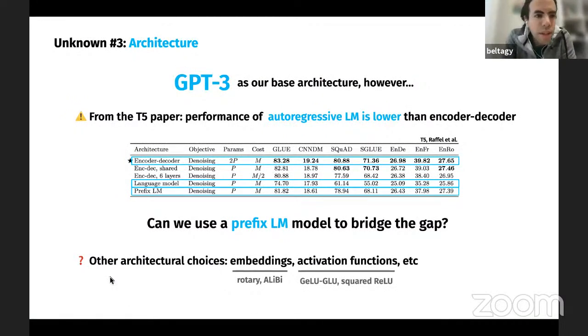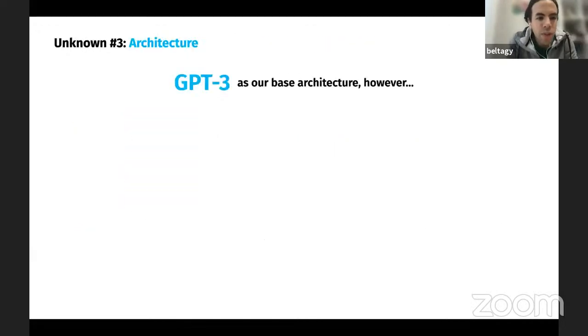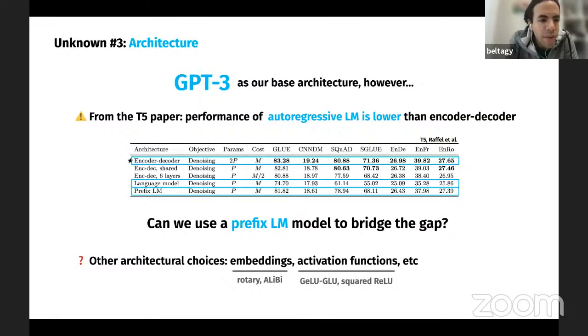So the third challenge, or third open question, that we are exploring in this project is what architecture to use. In general, we are following the GPT-3 architecture, but with some changes. One of them is the pre-training objective. If you read the T5 paper, there's an interesting table that compares autoregressive language modeling with encoder-decoder architecture with prefix LM pre-training objective. If you compare the first row with the fifth row, the results show that encoder-decoder models are much better than autoregressive language modeling.